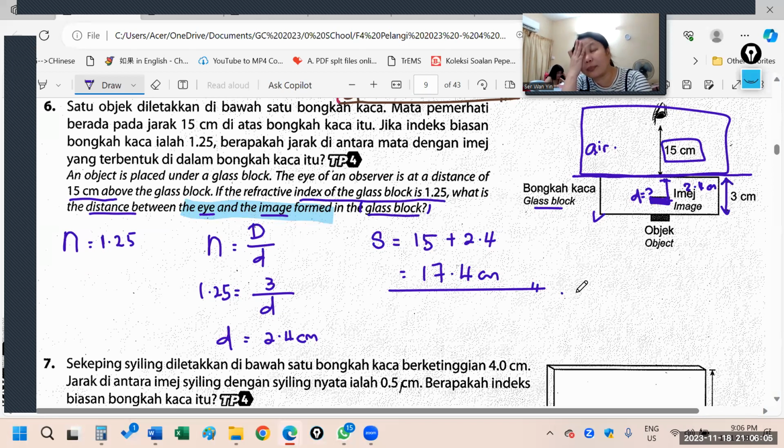So for real depth and apparent depth, we count in one medium only. Okay, we consider air does not count, no need to count. Going back, we still need the distance between the eye and the image formed, which is 15 plus 2.4.